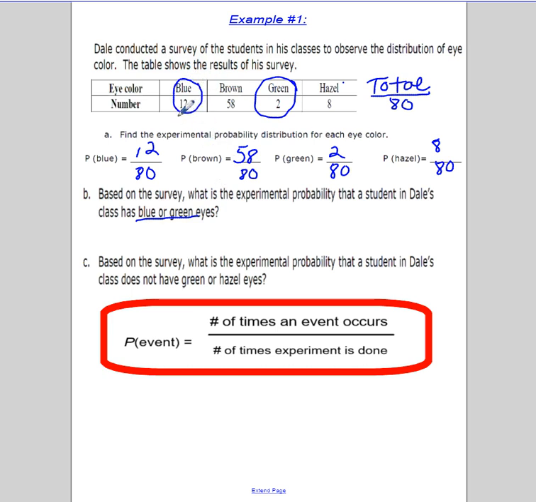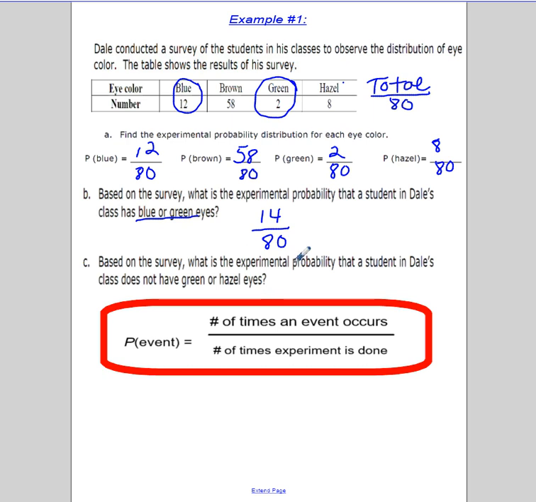Well, I would have these 12, but I would also have these 2. So it would be a total of 14 people that had, again, the number of times an event occurred. We had 14 people that had either blue or green eyes. And the number of times the experiment was done was still 80. So that probability would be 14 out of 80.